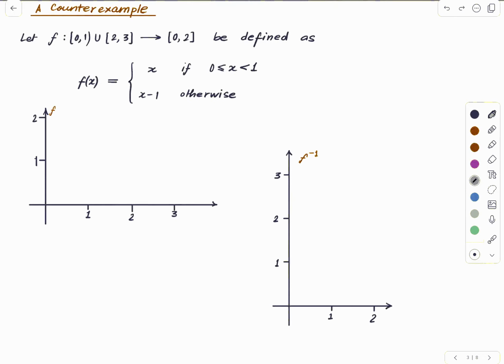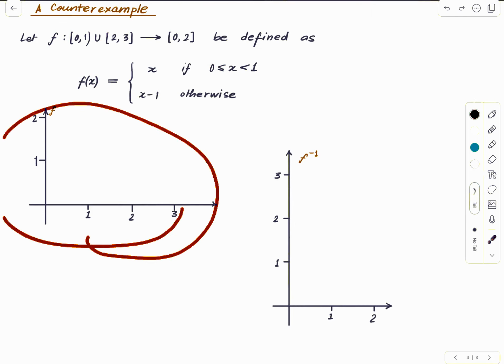So first we will see an example of a bijective continuous function whose inverse is not continuous. Okay, so we have a function defined on this set to that set. The definition is f of x takes the value x in this region, and it takes the value x minus 1 in that region.